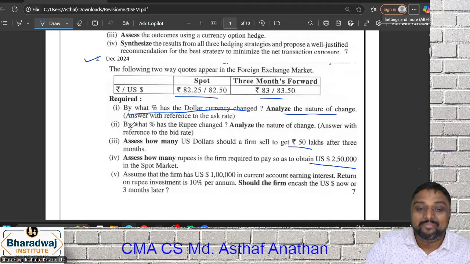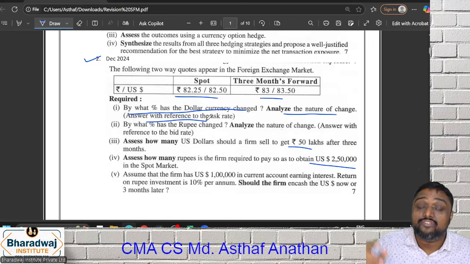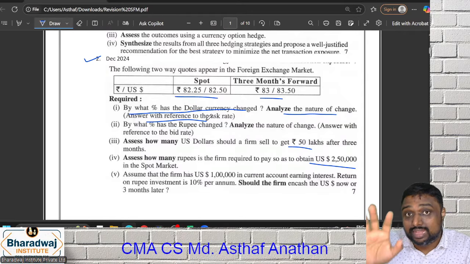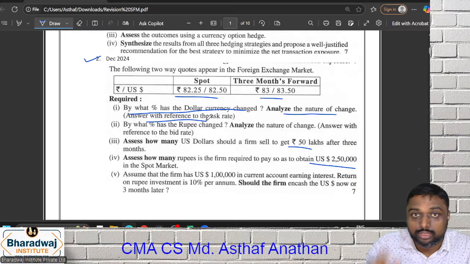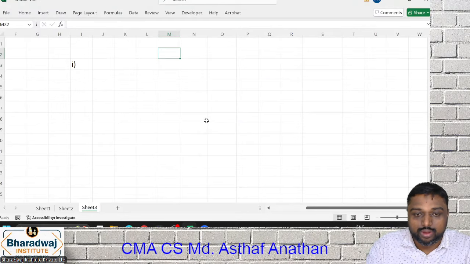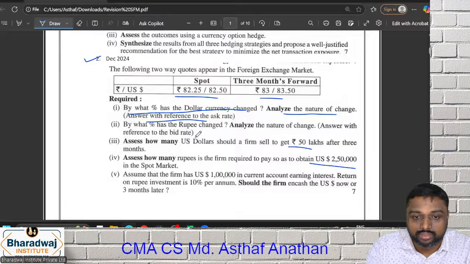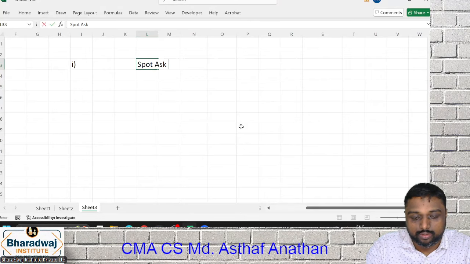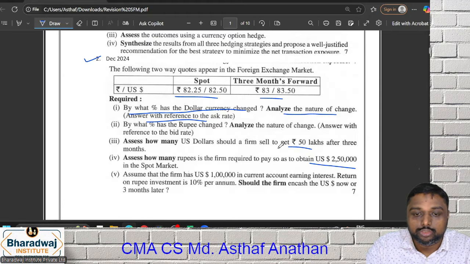Yes, one main point: answer with reference to ask rate. So they're asking you to do only for ask rate. So let's start. What is the rate, friends? You have to take the spot ask rate. What is the spot ask rate, friends?